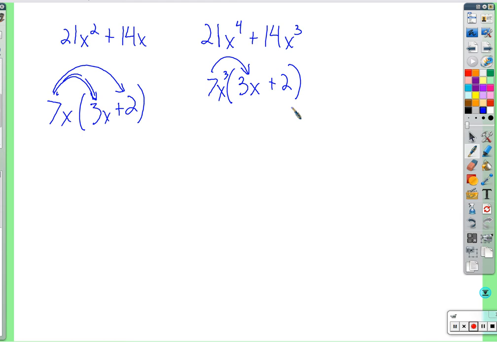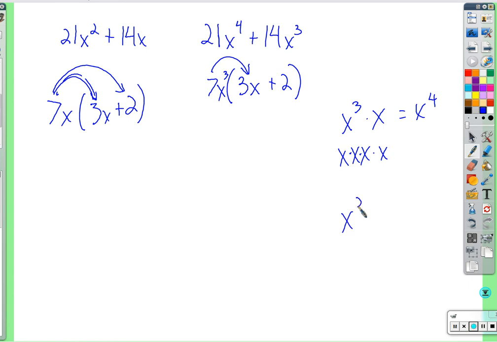You would actually add the exponents, right? Why do we add the exponents? Because x to the 3rd times x: x to the 3rd is x times x times x, times another x. How many x's is that? 4. That's how we write 4 x's times each other: x to the 4th.